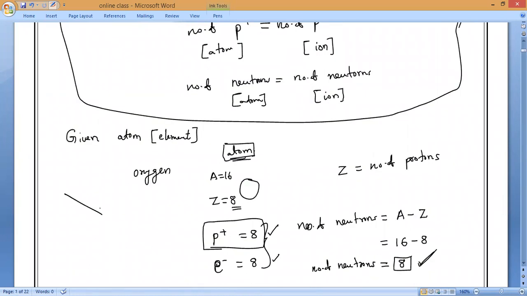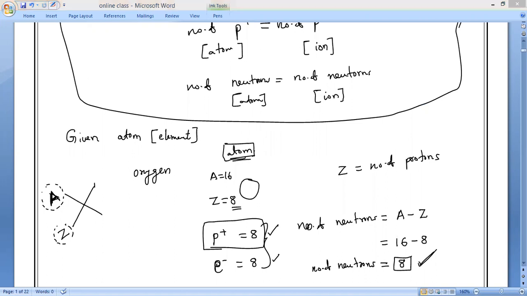And always remember for any element, X is the symbol indicating the element name, Z is at subscript, and A, the mass number, is at superscript. Z is the atomic number, and A is the mass number. That is what you have to remember. Okay, so write it fast, everybody.